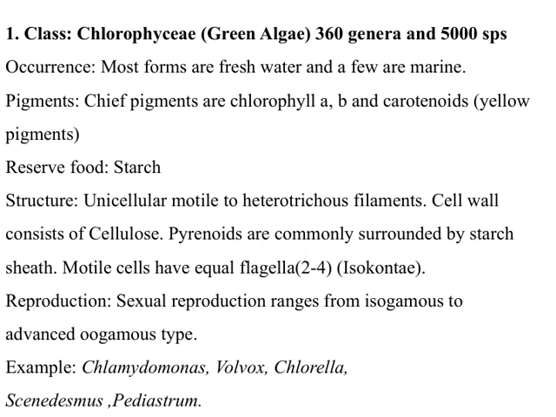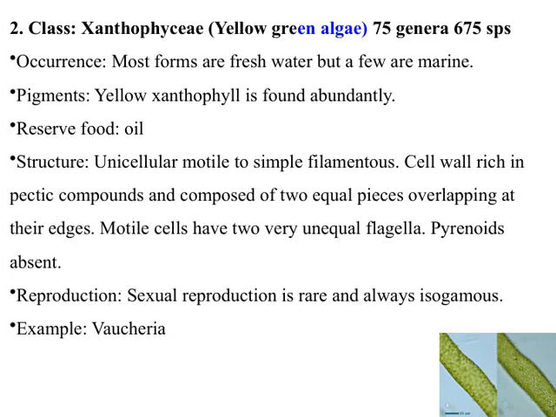Understanding these features helps us appreciate how green algae fit into the broader picture of aquatic ecosystems and their evolutionary significance. Now, let's take a closer look at the class Xanthophyceae, commonly known as yellow-green algae. There are about 75 genera and around 675 species within this group. Most of these algae are found in freshwater environments, though a few species do inhabit marine waters, highlighting their versatile ecological presence.